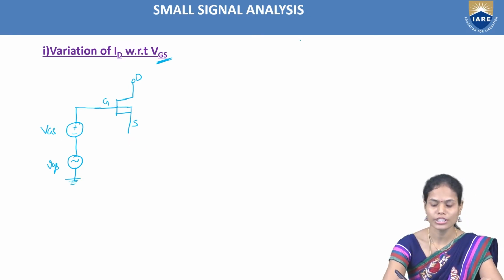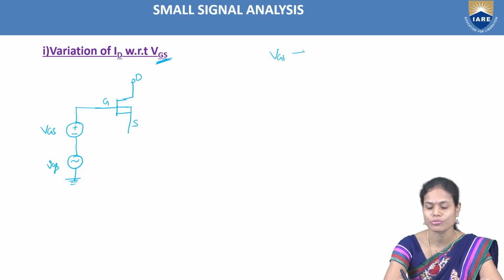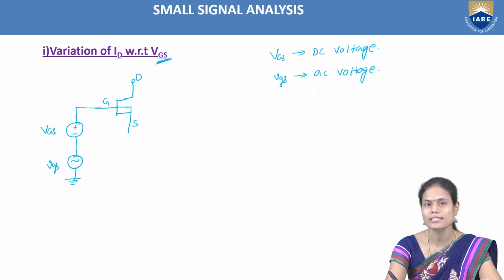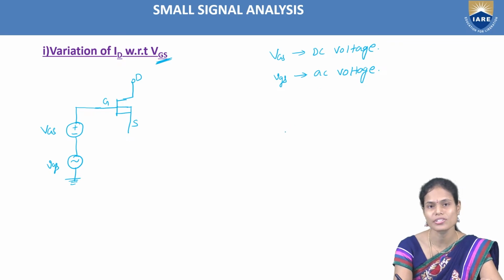So here we need to know the notations for the DC and AC terms. Always for the DC terms, we use all capital letters to represent the DC voltage, in this case the gate to source DC voltage. And to represent the small signal or AC signal, we use small letters. That is, in this case, the AC gate to source voltage. And if you want to represent any mixed signal, that is the combination of the AC as well as DC signal.